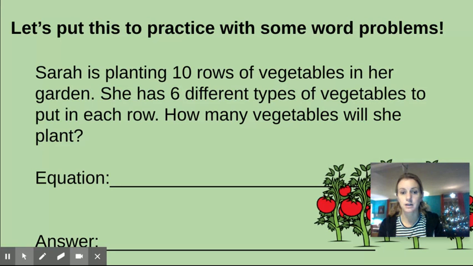Once you have that, then I want you to think about our lesson is counting by tens. Think about what you can do to get your answer. And your answer is going to need a label. Your question is, how many vegetables will she plant? So if you need to pause this, you can, but I would like you to have an equation and an answer with a label.